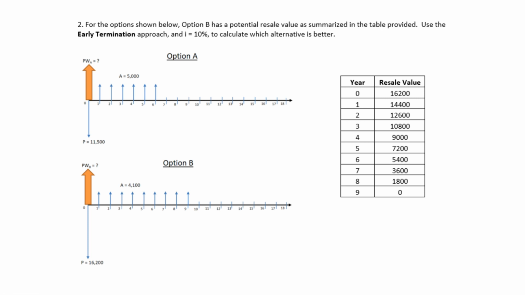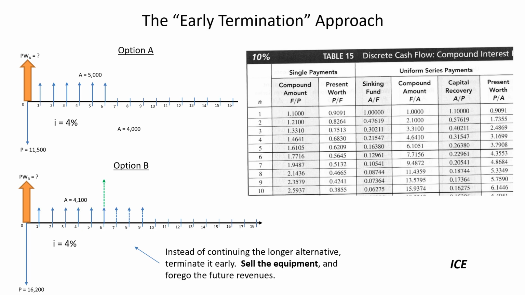All right, so let me pause and let you solve the second problem. Make note that on the second problem, the applicable interest rate is 10%. So we're using a different cash flow table. Don't use the 4% table. Use the 10% table for the second problem on the in-class exercise.